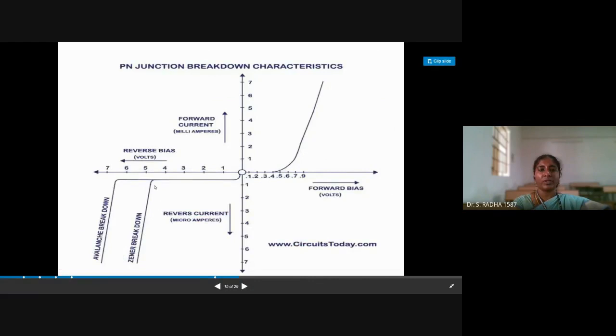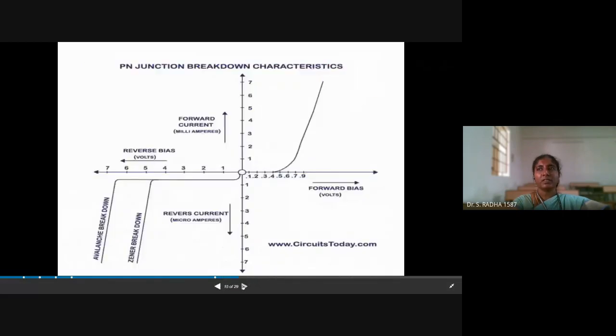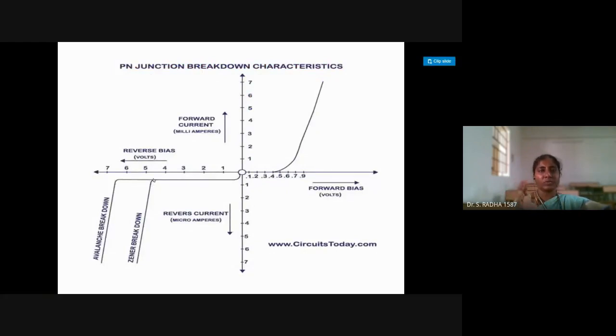In Zener breakdown, doping is high, so it is happening at 4.7. Okay. So doping is heavy, and hence the breakdown happens at a lower voltage. Okay, in and around 6 volts, breakdown is happening.